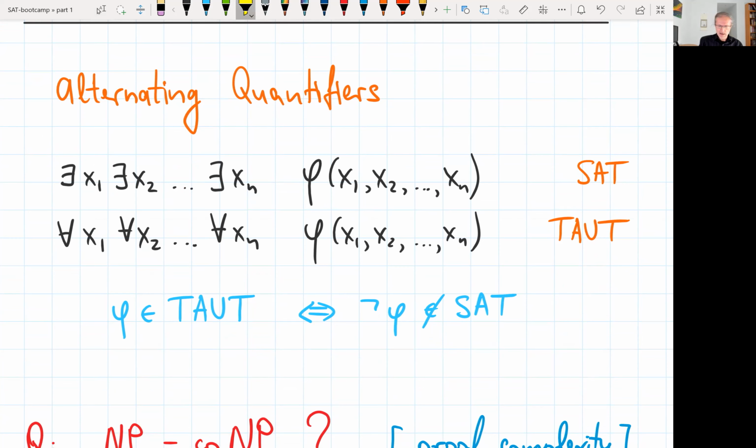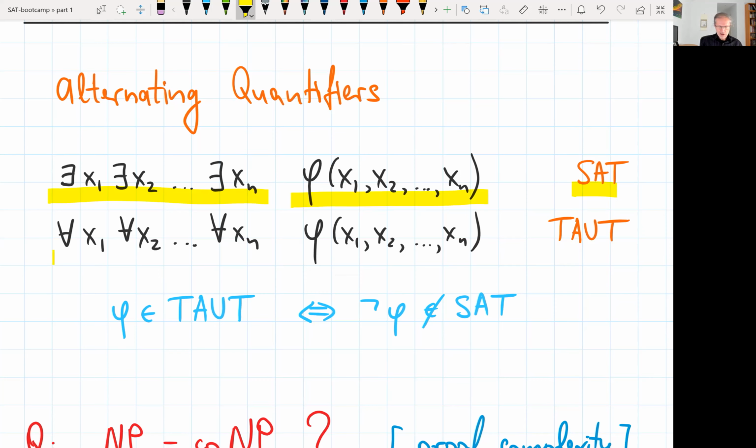First of all, SAT can be viewed as asking the following kind of questions. You have a formula phi in x1 through xn, and satisfiability is nothing but asking, is there an assignment? So you have a bunch of existential quantifiers. There exists x1, there exists x2, and so forth. There exists xn, such that phi of x1 through xn is true.